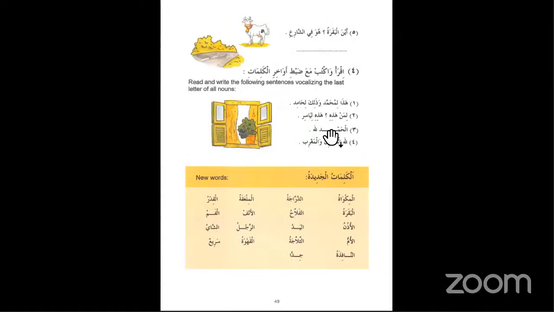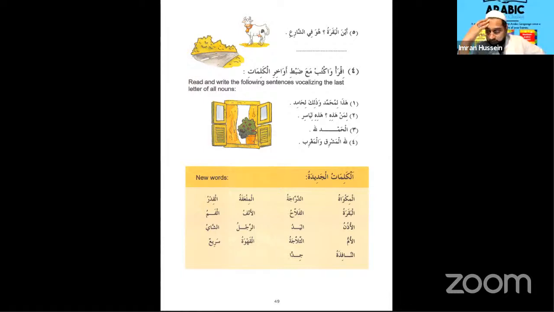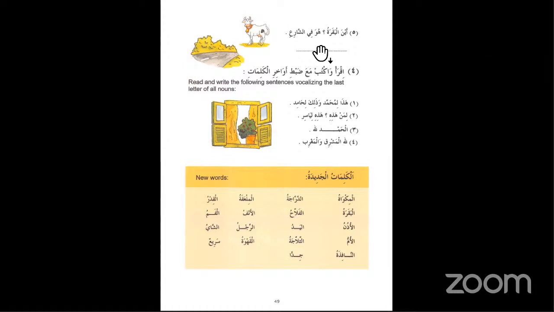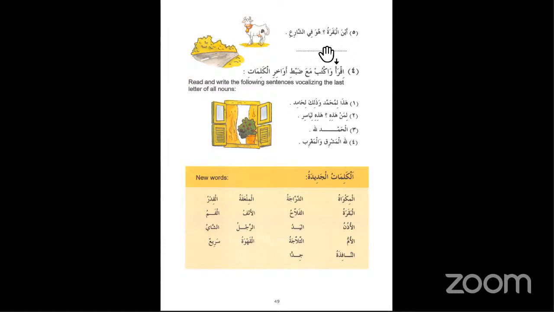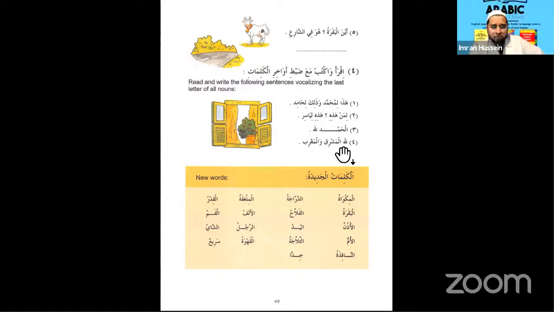Aina al-baqaratu huwa fi shari. Where is the cow? It is in the street. Is baqaratu masculine or feminine? It's feminine. So should it be huwa or hiya? Oh, here, hiya fi shari. Next one: two, three, and four.